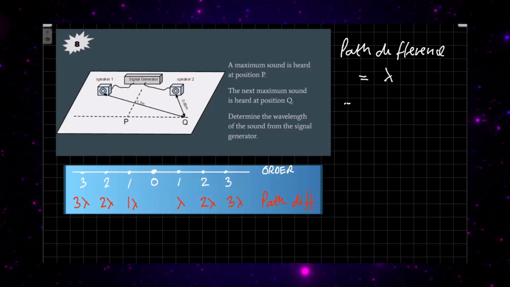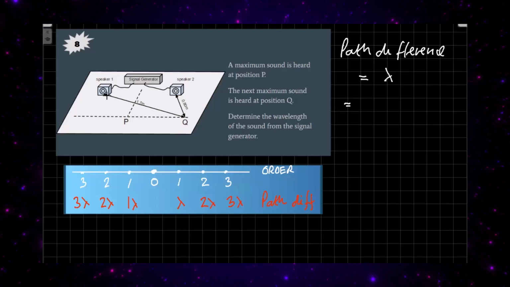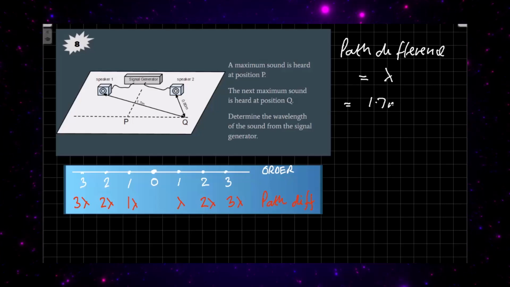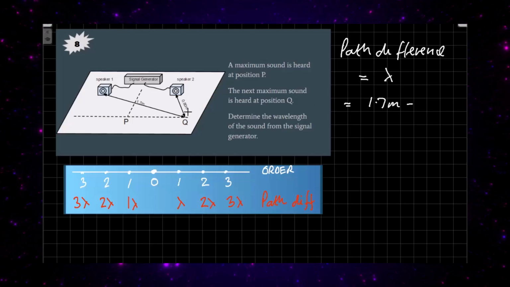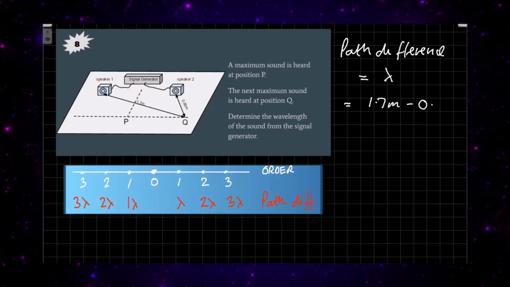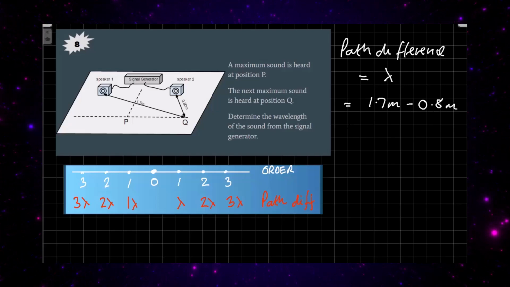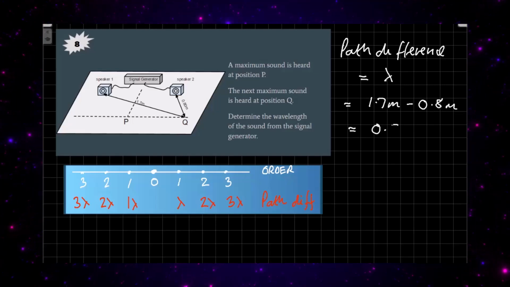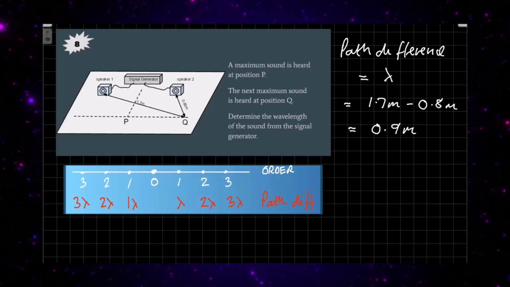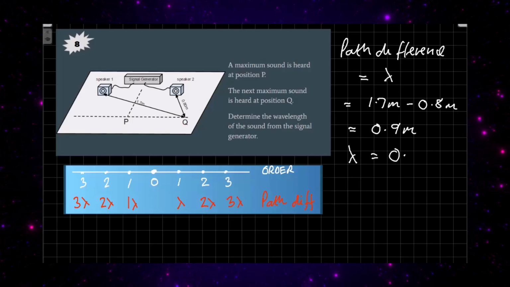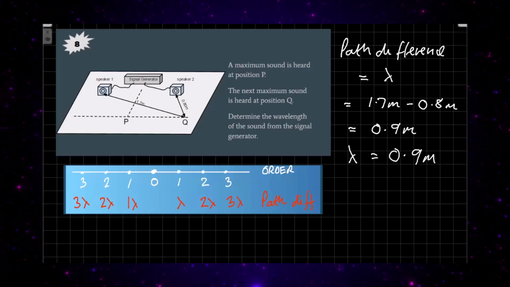So what is the path difference? Well, the path difference is easily found. It's speaker 1, 1.7 meters, take away 0.8 meters. And that gives you the path difference. And if we work that out, we get the path difference is going to be 0.9 meters. So the wavelength of the sound, lambda, must be equal to 0.9 meters.